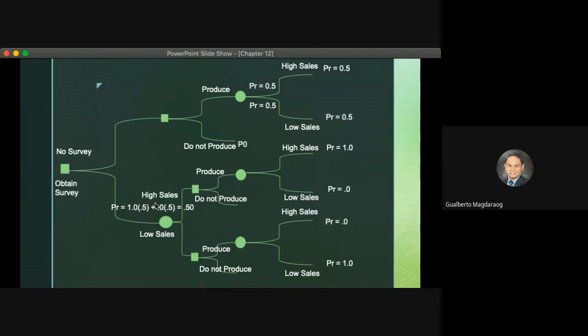Pagka naman sa low sales, so ganun din yung procedure natin, get all the share of low sales, multiply by 50%, you'll still also arrive at 50%. So ganun din gagawin natin dito, unahin natin yung pinakamataas, 100%, multiply by 50%, divide it by also 50%. So ang result niyan is also 1. And therefore, 0 yung ilalim. So, ganun din sa baba, 1 ang low, 0 ang high.